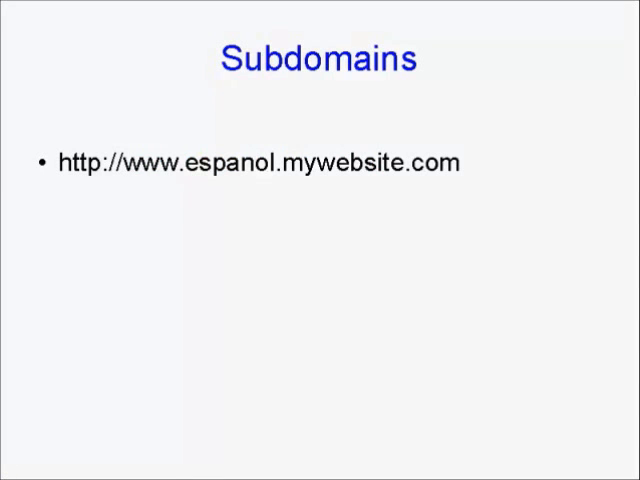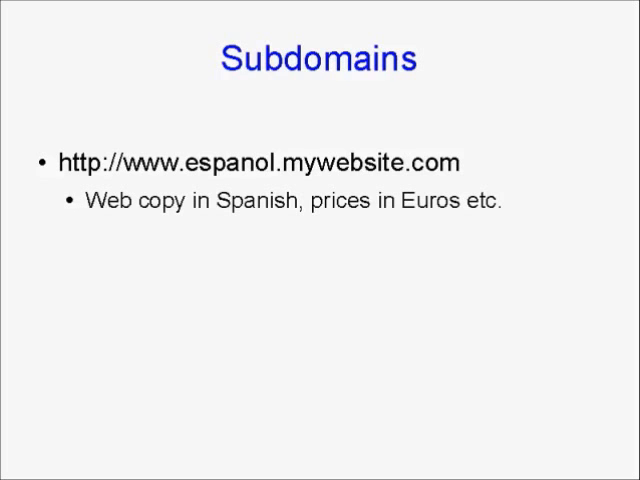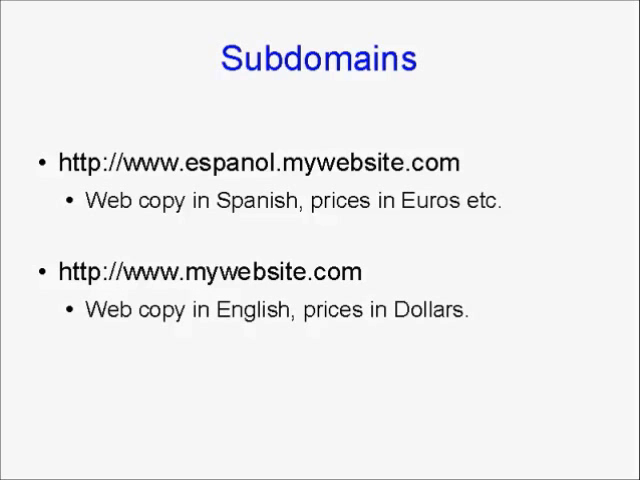Now, for example, let's say you want to have a Spanish language version of your website. You could have a subdomain like this: www.espanol.mywebsite.com, and within that subdomain you can have web copy in Spanish, you can have the prices in euros or pesos or whatever, and you would keep that completely separate from your main website, mywebsite.com, which would have the web copy in English and the prices in dollars.